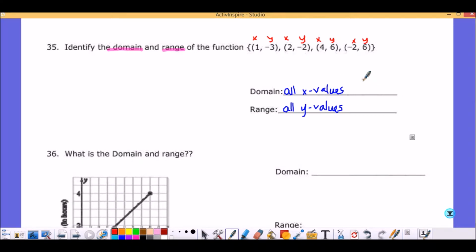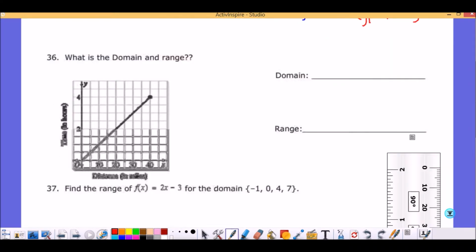So let's talk about all the x values. So we're going to write it as x such that, and now we're going to list all the x values. So it would be 1, 2, 4, and -2. Alright, so then that means all the y values are -3, -2, and 6. Now if you notice, 6 repeats. Even though 6 repeats, we can just write it down once.